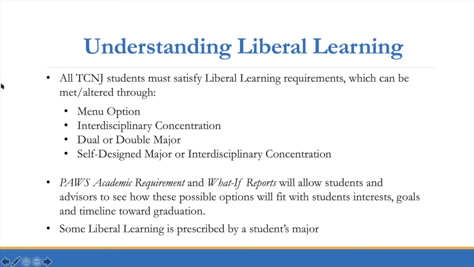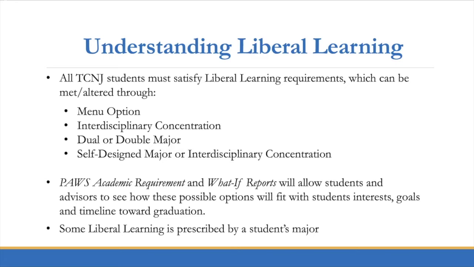Before we begin, I want to make sure we all are on the same page about who takes liberal learning courses. All TCNJ students take liberal learning courses, and they are met through a variety of ways. Students can do the menu option, which I'll discuss in a second, interdisciplinary concentrations, dual or double majors, or a self-designed major. The academic requirements page and What-If reports allow students and advisors to see what requirements still need to be fulfilled and what courses will fit the students' interests and goals.